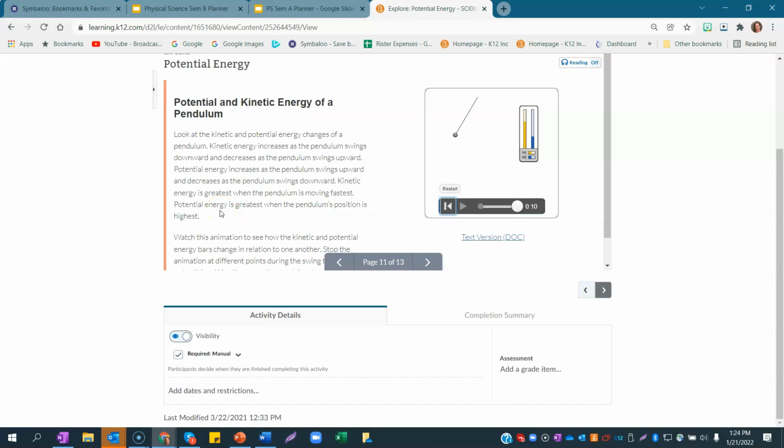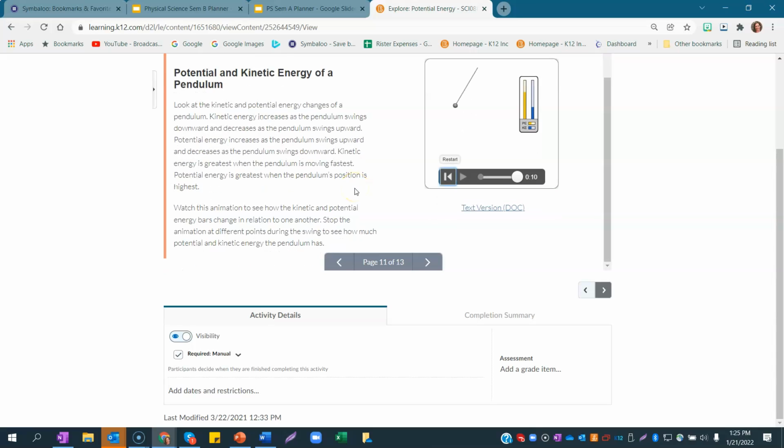Okay, so remember, potential energy is based on the position of the object. So the higher in the air the object is, the greater the potential energy. And then kinetic energy is dependent on the speed of the object, right? So if it's moving faster, it's going to have more kinetic energy. Sorry, I almost said potential there. So more kinetic, the faster it goes. We saw the animation and the changes in the bars, and you can just compare. They're always opposite of each other.